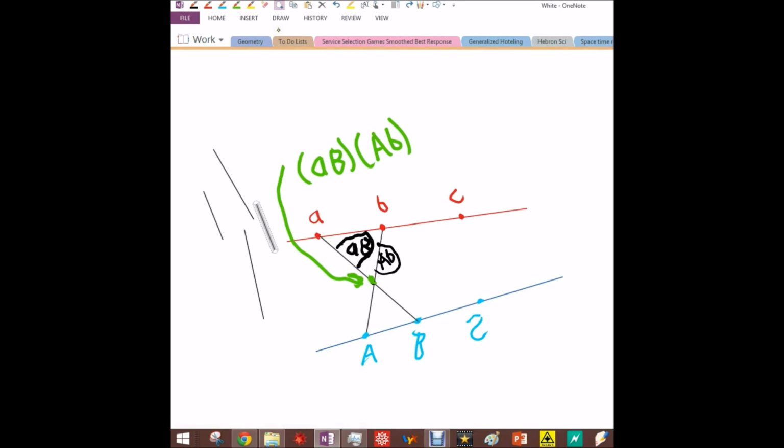And so now we're going to do the same kind of thing, but rather than ignoring C, we're going to ignore B, okay? So we'll draw a line from little a to big C, and we'll draw a line from little c to big A.